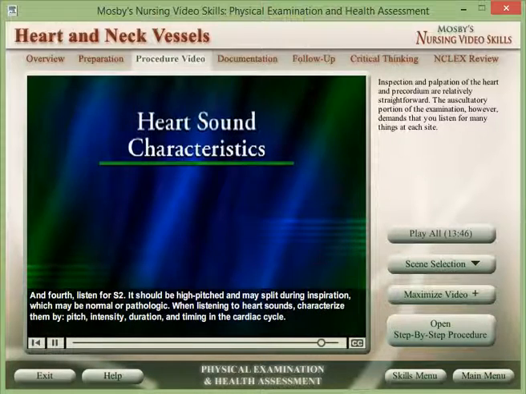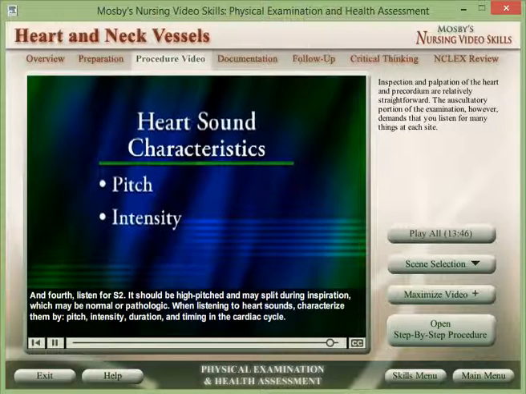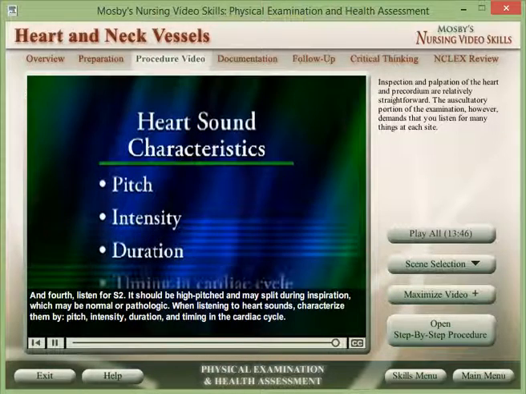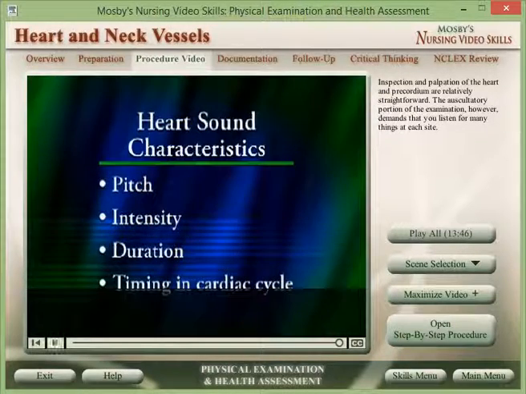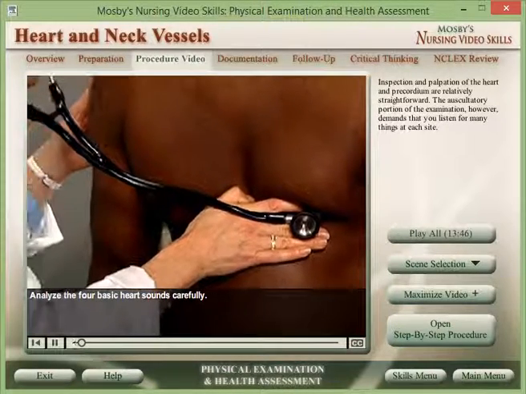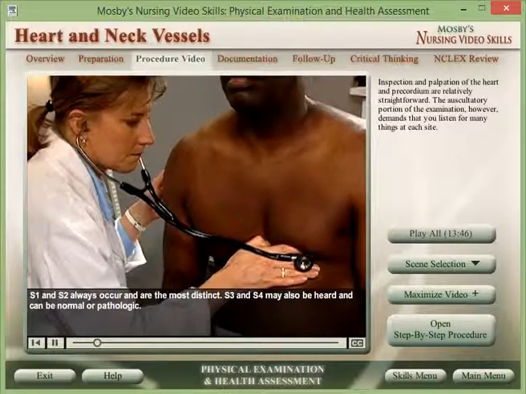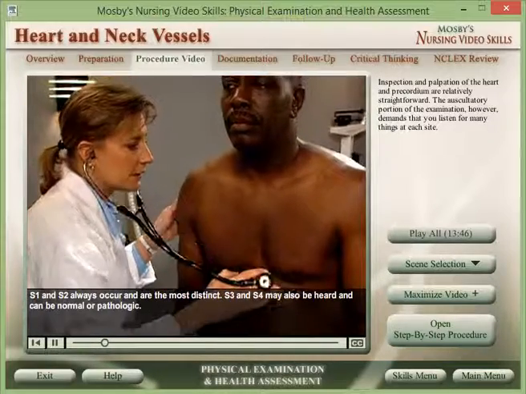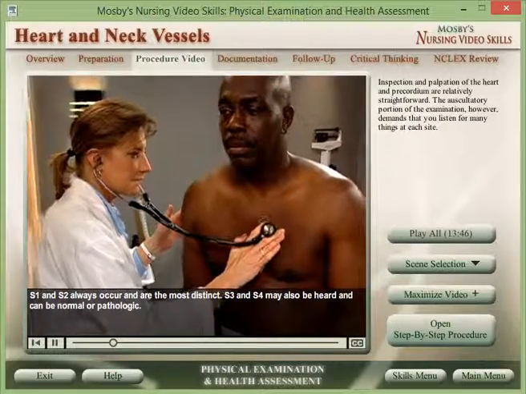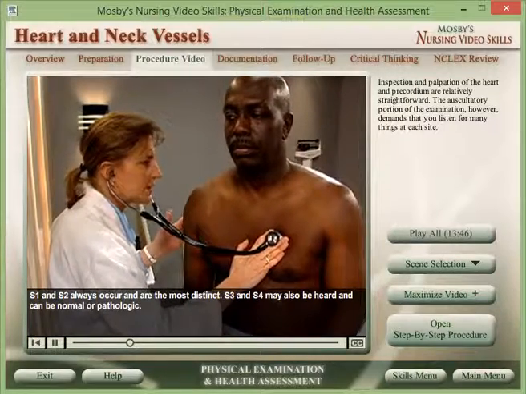When listening to heart sounds, characterize them by pitch, intensity, duration, and timing in the cardiac cycle. Analyze the four basic heart sounds carefully. S1 and S2 always occur and are the most distinct. S3 and S4 may also be heard and can be normal or pathological.